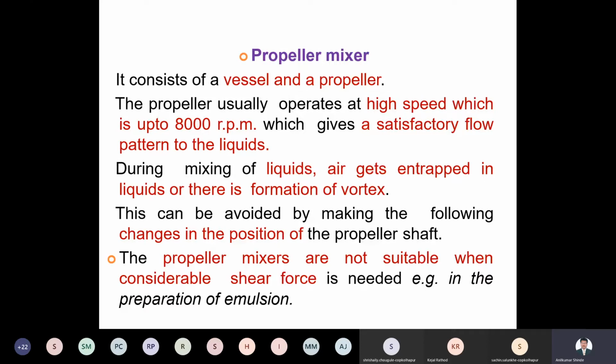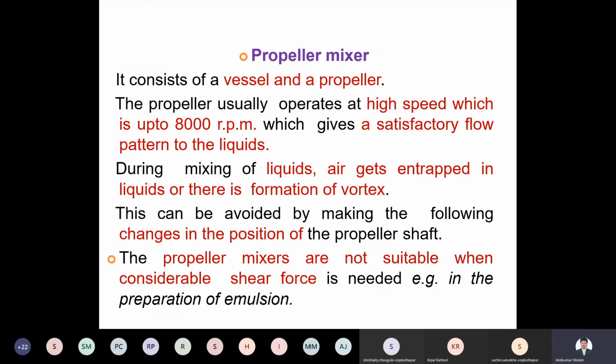With that flow, the speed of rotation is very important, right? If the propeller speed is low, the flow pattern may change. If the speed is high, the flow pattern may also change. Understand? That's why a satisfactory flow pattern is necessary for the highest mixing, and that's why the speed of rotation must be 8,000 rpm. Understand?